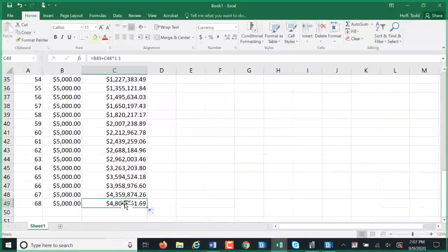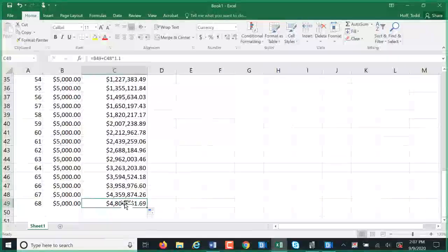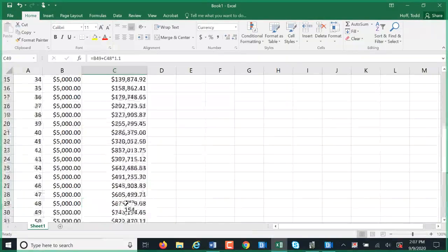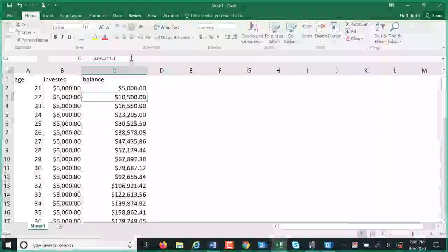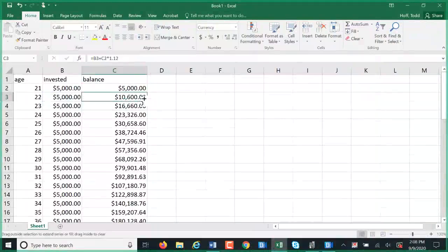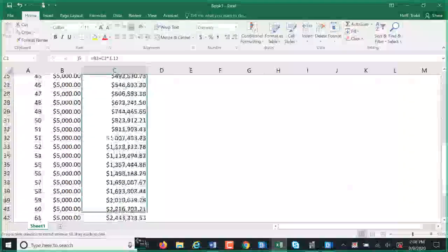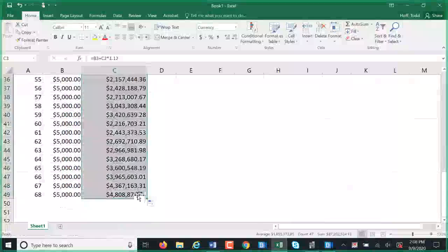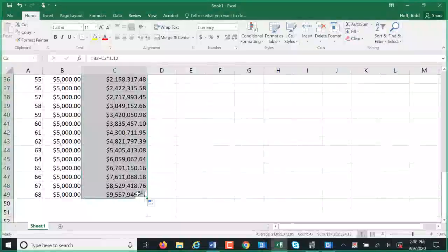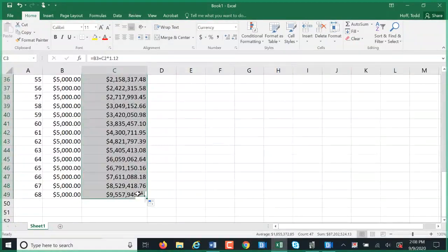Now, if you think it doesn't make a difference, if you think, oh, I'll get 7 or 8%, play it safe, it won't make that big of a difference. This was 10%. If I change that to 12%, it'll go from $4.8 million at 68 years old to twice as much. A difference of 2% interest over 47 years will double your money.